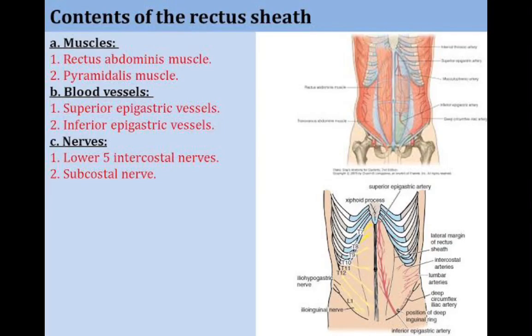Now coming to the contents of the rectus sheath, the rectus sheath contains muscles, vessels, nerves. The muscles, number 1 is rectus abdominis, number 2 is pyramidalis, and the vessels are inferior epigastric vessels and superior epigastric vessels, and the nerves are lower 5 intercostal nerves and subcostal nerves. These are the contents of the rectus sheath.